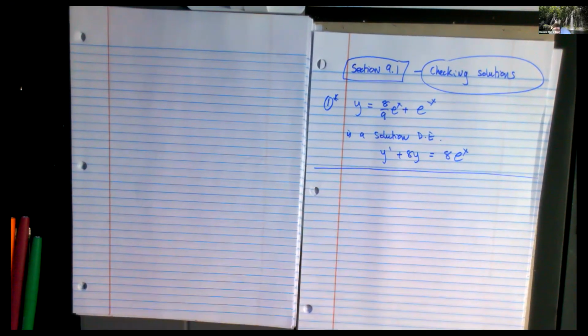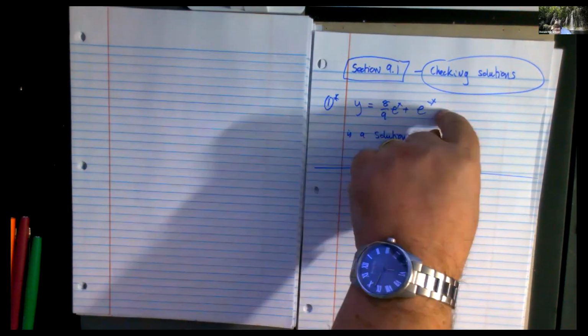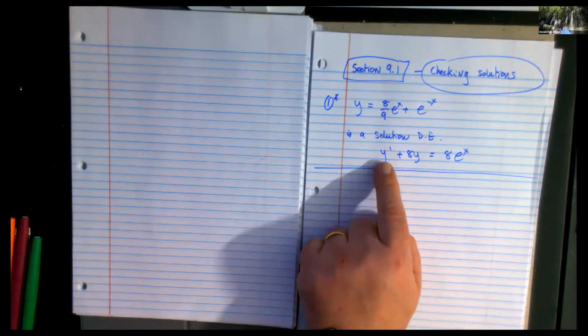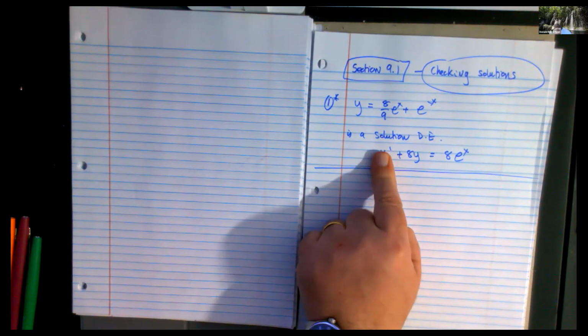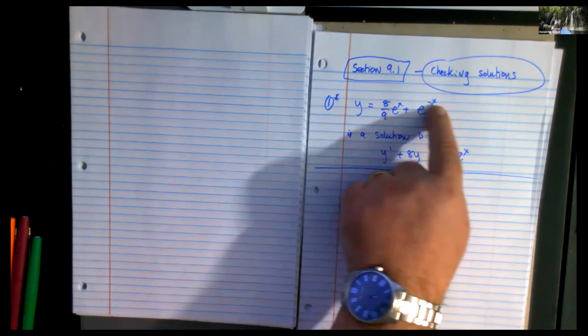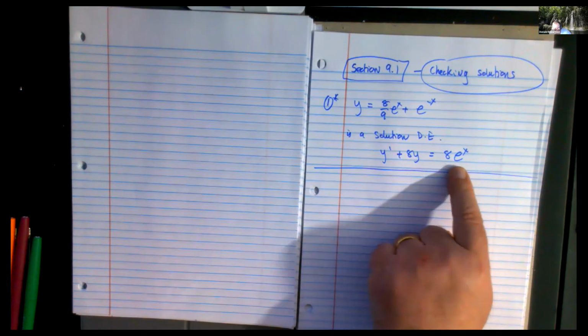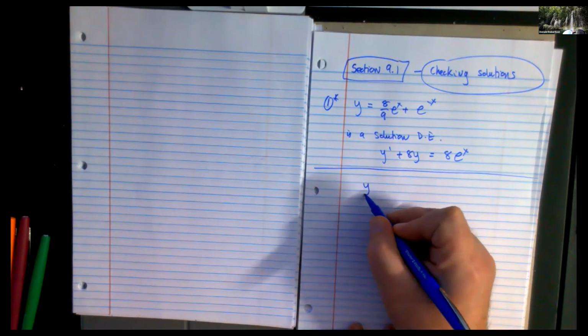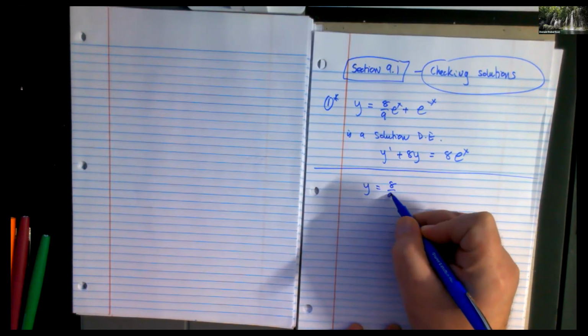So I want to check that this in fact does work for this differential equation. And so I guess really all I need to do is find out what y dashed is and put it in here, plus 8 of these guys. And if it works, shouldn't it equal 8e to the x? So let's see what that looks like. Here is that fella.